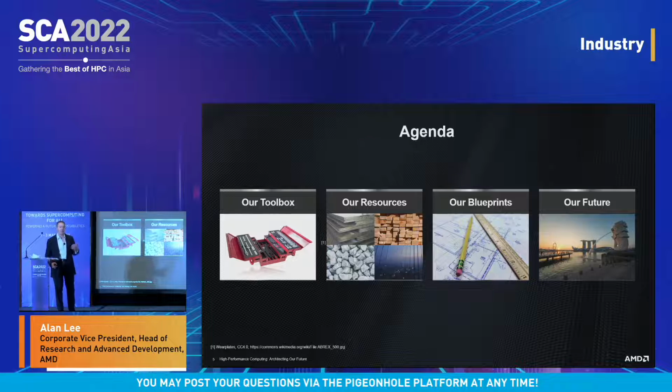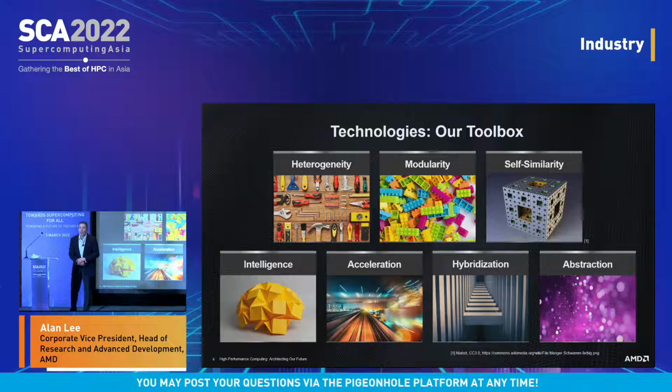I'm going to do it using a building analogy. I'll start with some technologies, which are the foundation in our toolkit. I'll talk about data as a resource, actually a natural resource for HPC. I'll talk about applications and workloads as our blueprints. Then I'll conclude with some innovations that are going to take HPC into our future. Here are the 7 technologies in our toolbox: heterogeneity, modularity, self-similarity, intelligence, acceleration, hybridization, and abstraction.